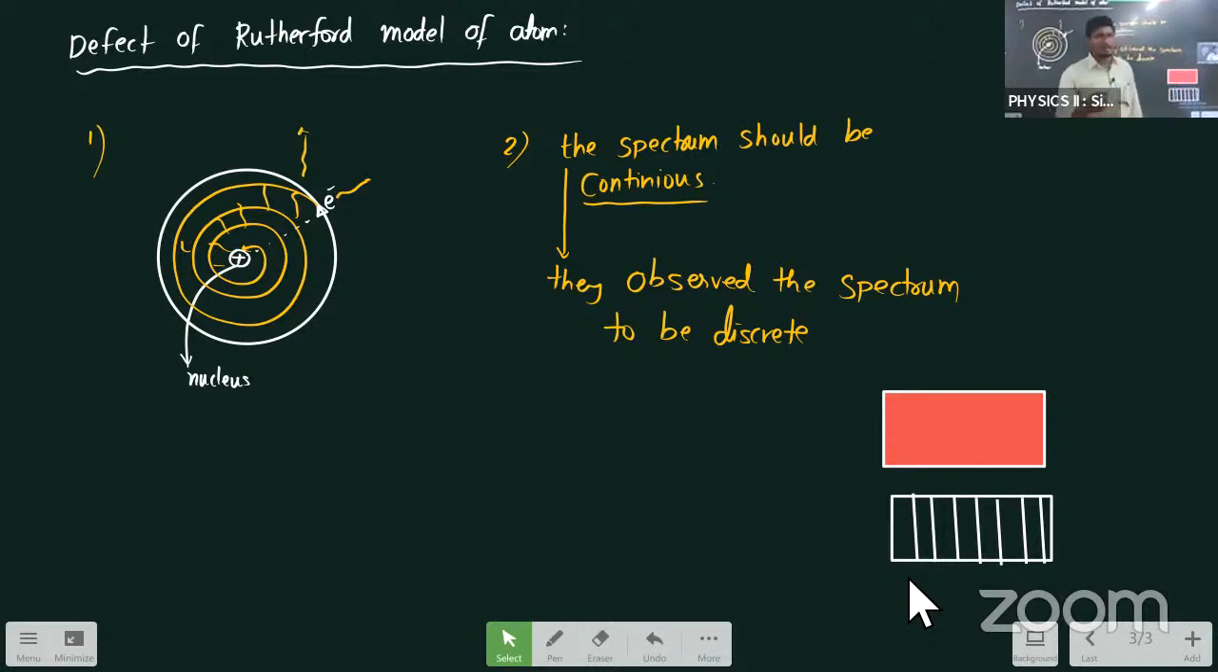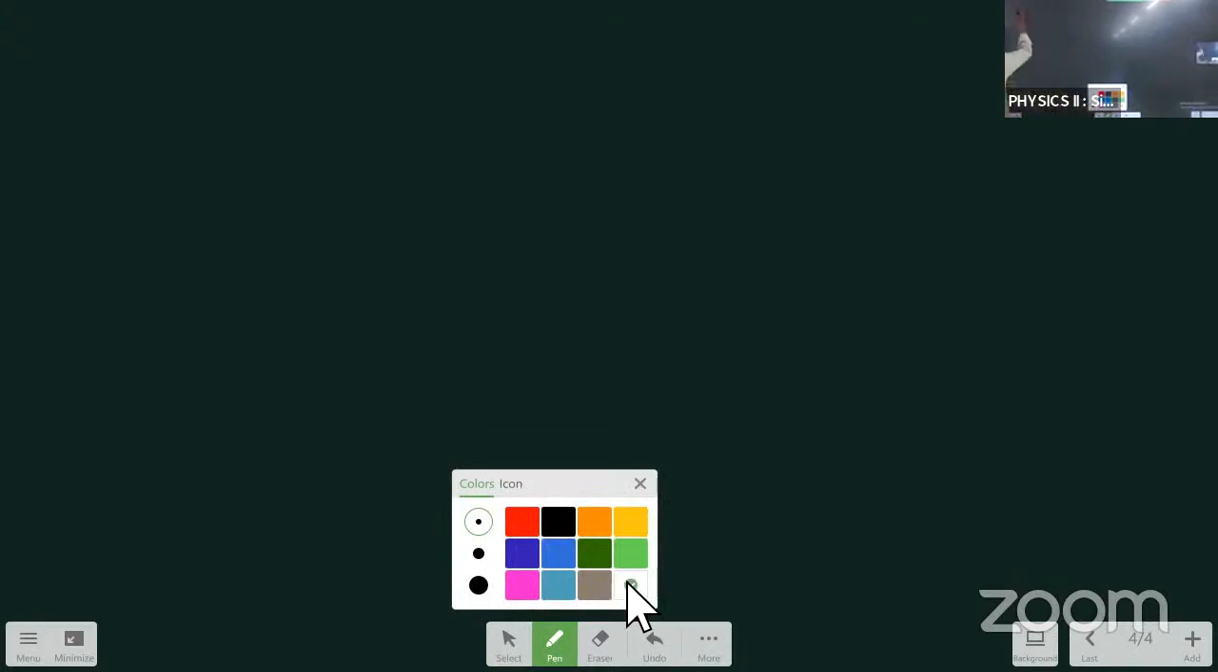And these defects were corrected by whom? Bohr's model. Now, this is the important question for your examination: Bohr's model of atom. This is the important question for your annual examination.